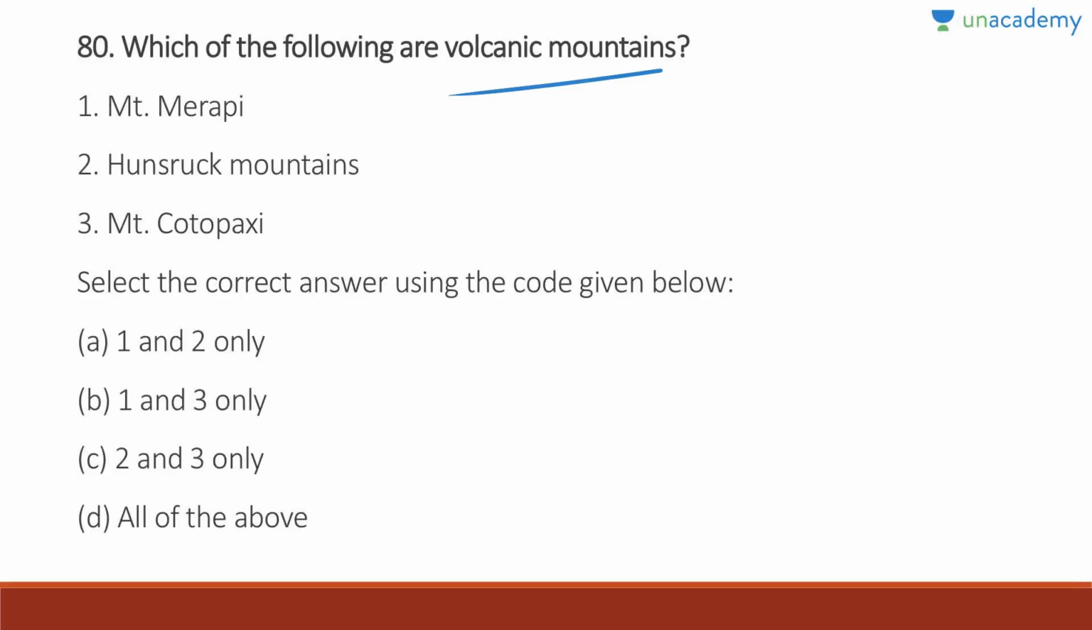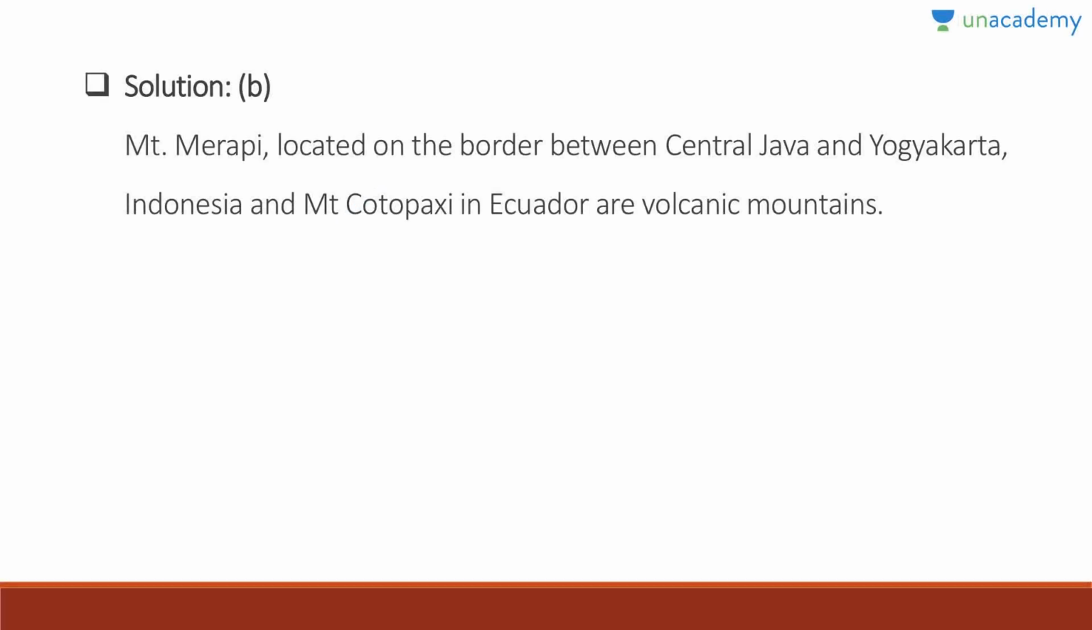Okay. Mount Merapi, yes. Hansrak mountain, no. Mount Cotopaxi, yes. Mount Merapi is located on the border of Central Java and Yogyakarta, Indonesia, and Mount Cotopaxi is in Ecuador. They are volcanic mountains. So the answer here is B, 1 and 3. Just remember their names. They might be asked which of the following are volcanic mountains. Mount Merapi is in Indonesia and Mount Cotopaxi is in Ecuador. Okay.